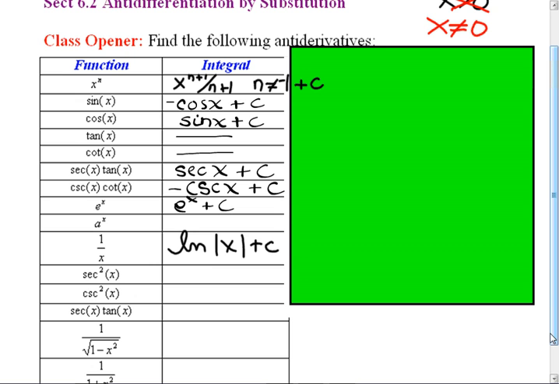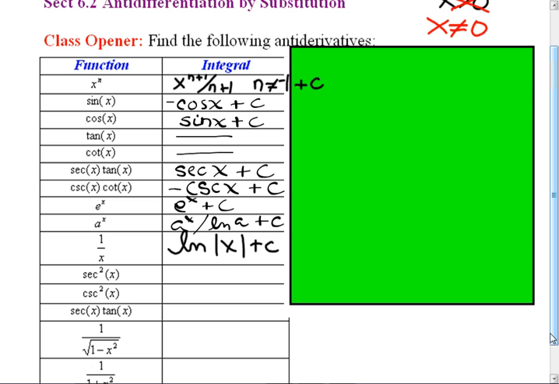If the derivative is a to the x times log of a, what do you think the antiderivative is? It's a to the x, what? What's the opposite of multiplying by the log of a? Because you're doing the other process. Divide by the log of a.